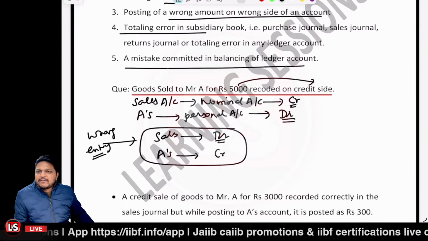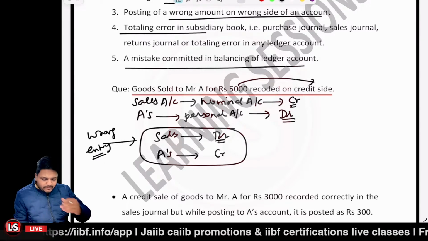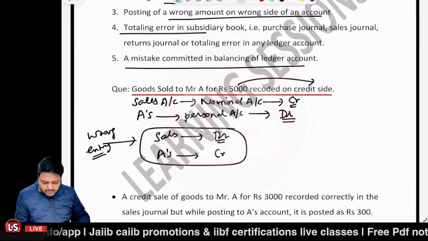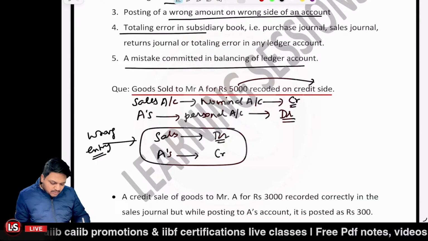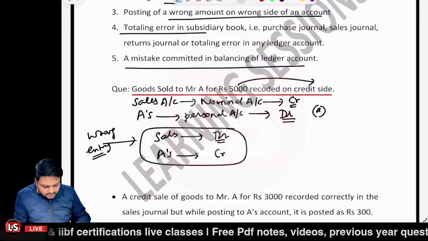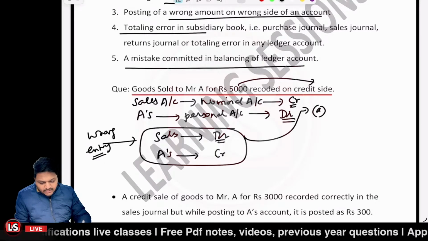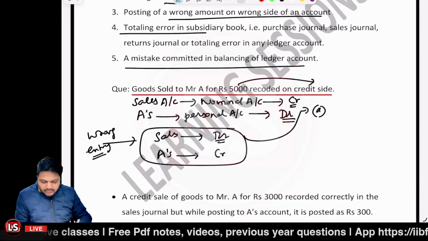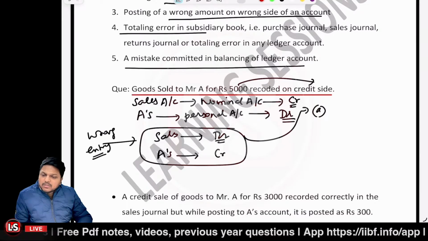How are you going to rectify this entry? First of all, we have to reverse this entry. Reverse this entry means what? That we have to post on the wrong side. So the first part would be related to what? Now, when we are going to rectify this entry, I'm telling you, at the same time we have to reverse the entry.